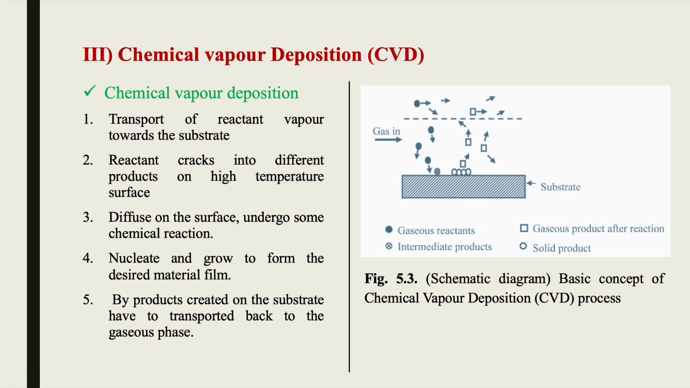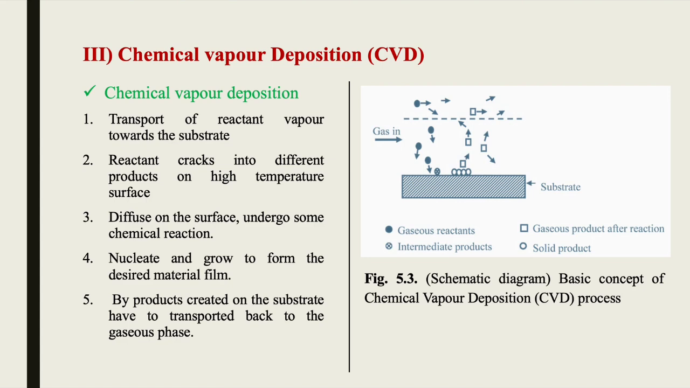Then the reactant cracks into different products on this high temperature surface. This substrate surface has a very high temperature. The reactant cracks on this surface, and after cracking you will have multiple products. These products get diffused on the surface and undergo some chemical reaction with each other.